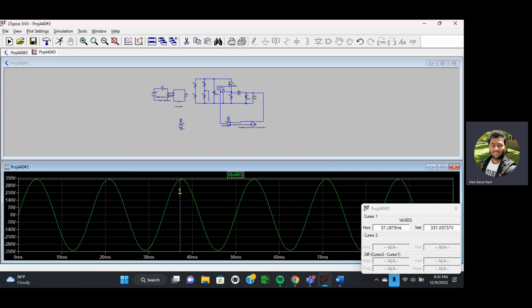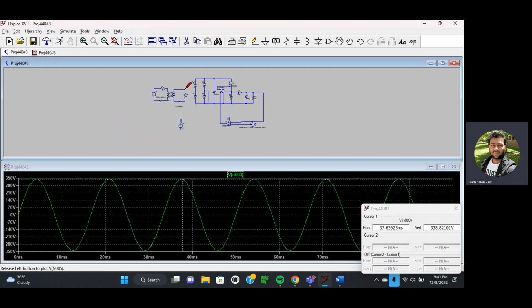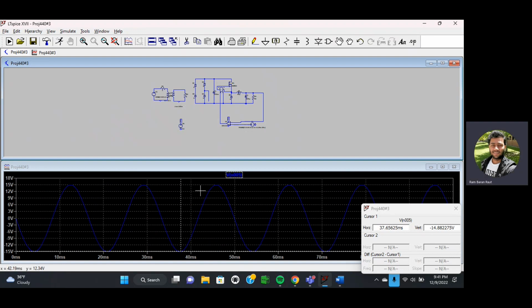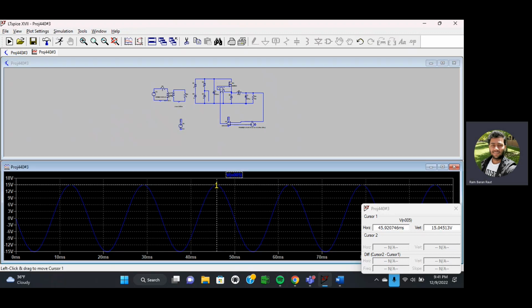So the cursor 1, you see, we have 338.82. Now we can try with this. The output of a step down transformer, or voltage at secondary, which is 15 volt. You see, for the transformer, it's tight coupling. It's 1. We assumed the transformer is ideal with perfect coupling, which is 1, K1, L1, L2. To build a transformer with inductor, we need to use these values.